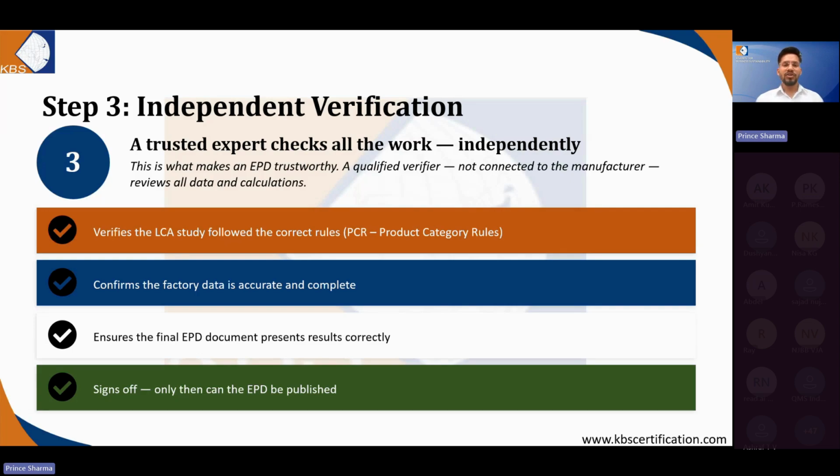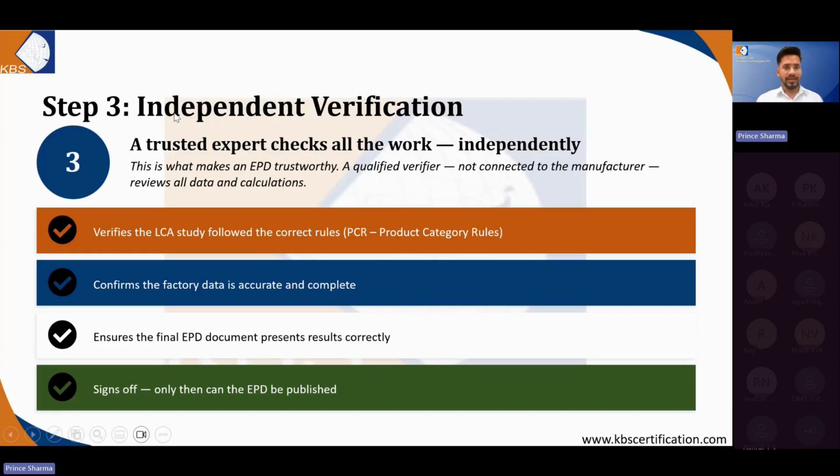He will be checking all your data, all your assumptions, and will be verifying the results you are publishing in your LCA report. And after checking all those data and fulfilling all those requirements by the PCR program operator and the particular program operator, then you will be able to publish that report.